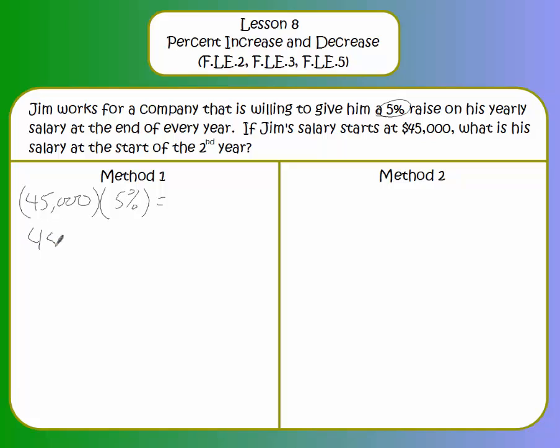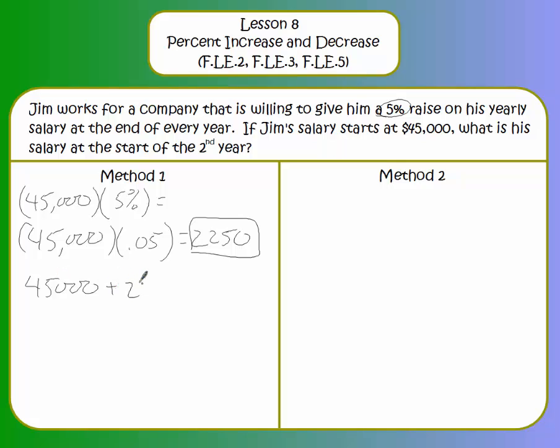We do 45,000 times 0.05. And when we do that, we get $2,250. But this is how much he got for a raise. That's not how much his salary is. So now we have to take his salary at the beginning of the first year and add the raise to it, telling us his salary is $47,250 at the beginning of year 2.